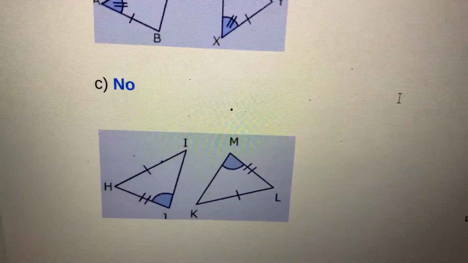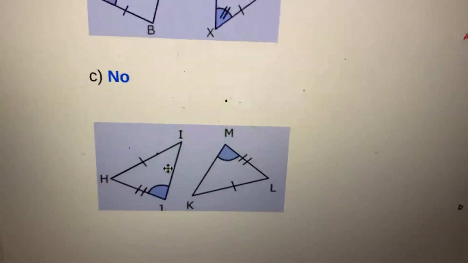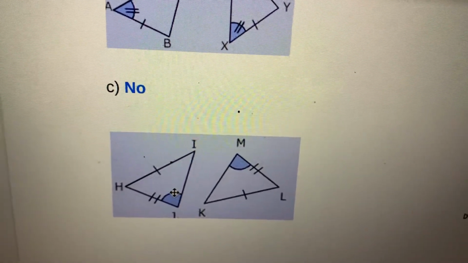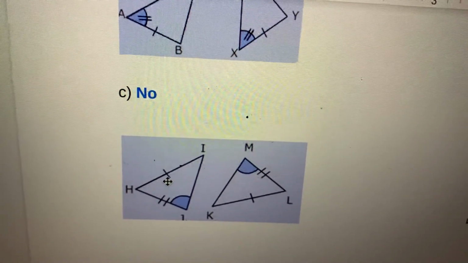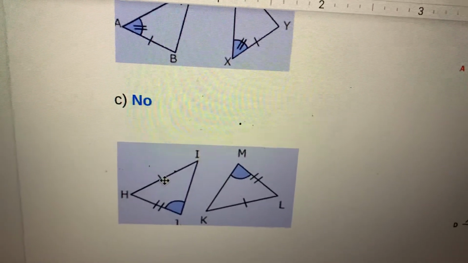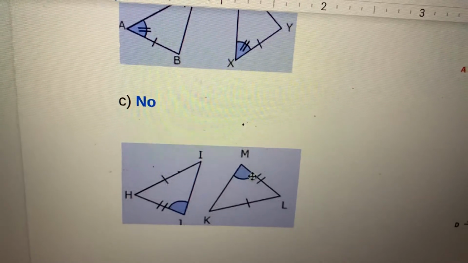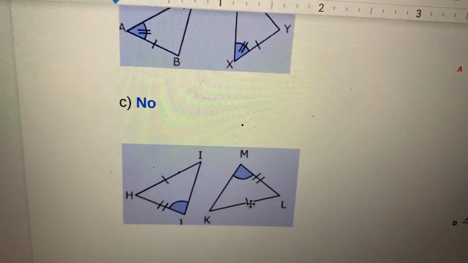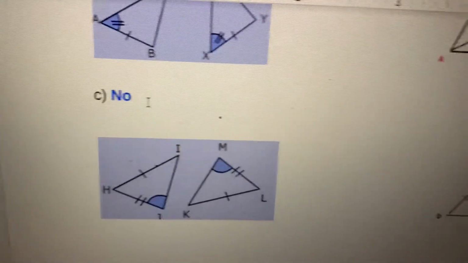This one here, it's not going to be congruent because like I said, we have an angle here and then we have side, side. So if we spell that out, we don't want to get what that spells out. So it's not going to be angle side side. That is not one that we have. So the answer to that one is no.